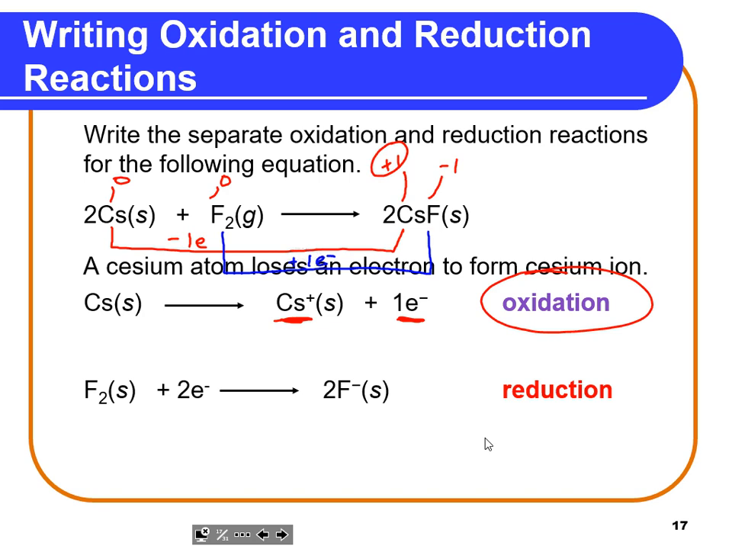Now, as I look at this, why did I have this 2 here? Well, because I have diatomic fluorine. So each one of those guys had to gain 1 electron. That's why I have the 2 here. Nonetheless, when we are gaining electrons, we are undergoing reduction. Grr. Leo, grr.